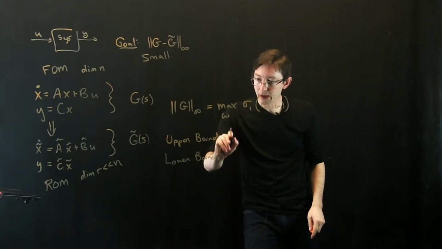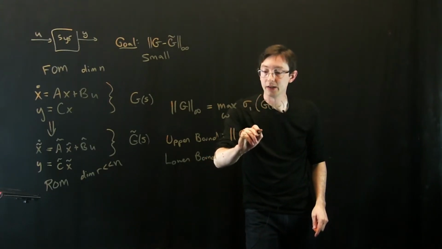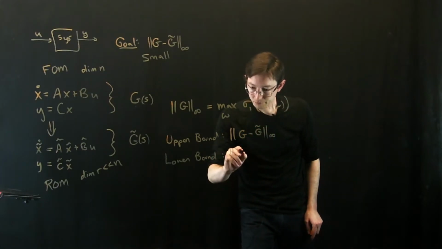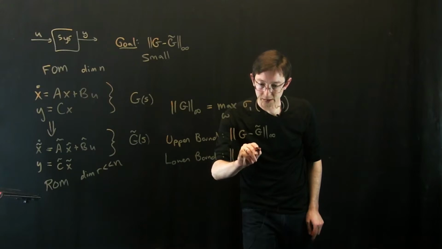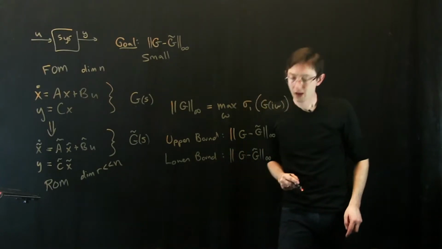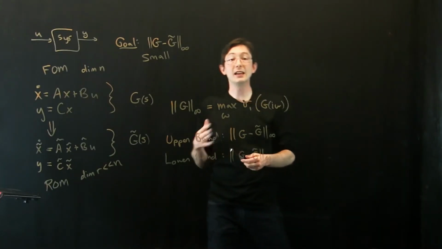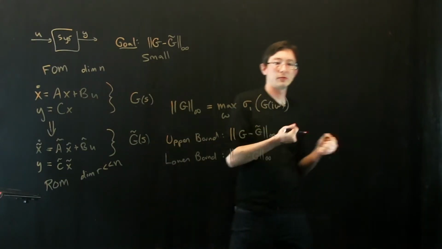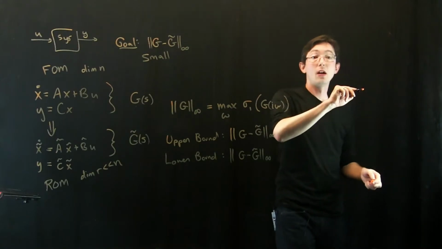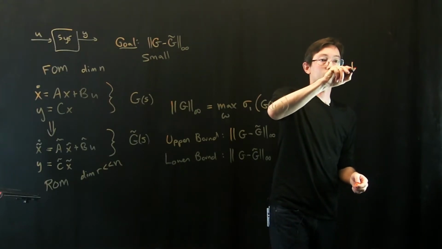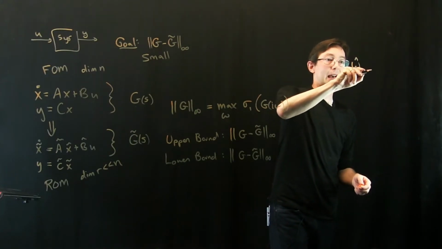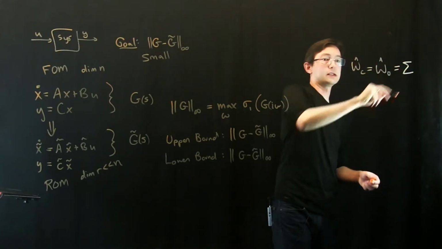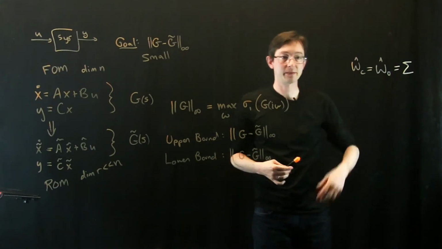Okay, so we have an upper bound on what g minus g tilde is, the infinity norm, and we have a lower bound on the g minus g tilde infinity norm. And these are based in terms of the singular values of my Gramians. Okay, so I should probably write this down for you, right? Remember what we had was, in my new coordinates, Wc hat equals Wo hat equals sigma, this diagonal matrix.